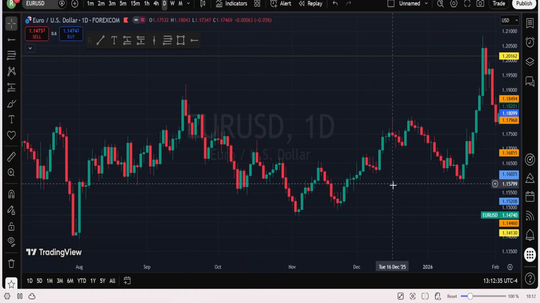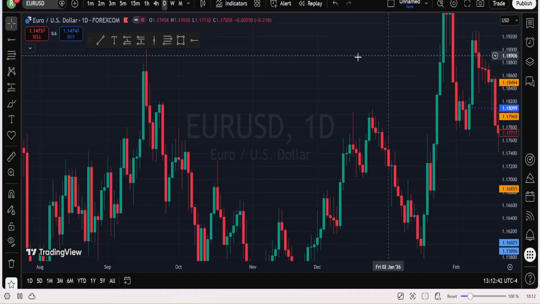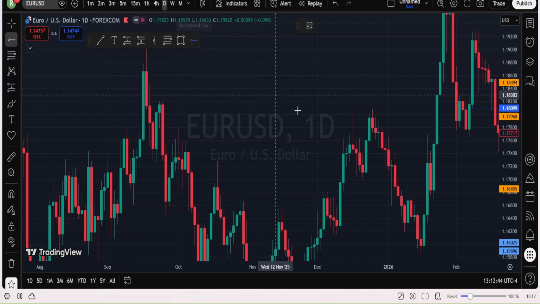So price is always looking out for something. If you map this out, you will see there's liquidity there also. Let's draw this and put this here.